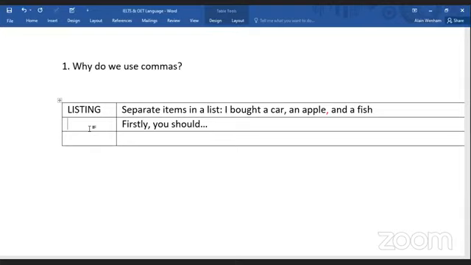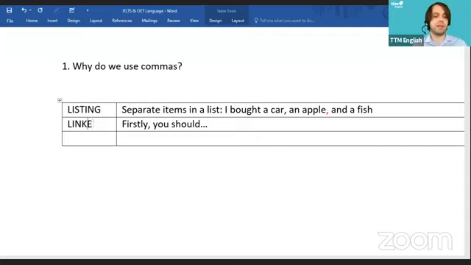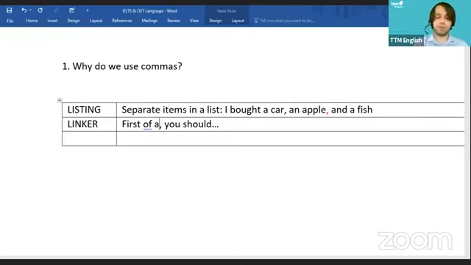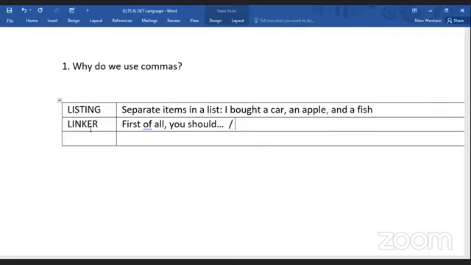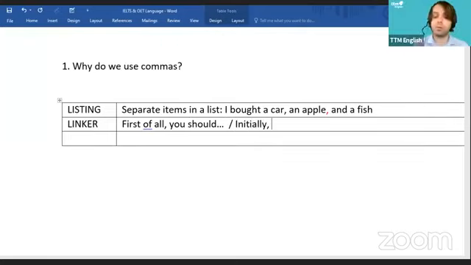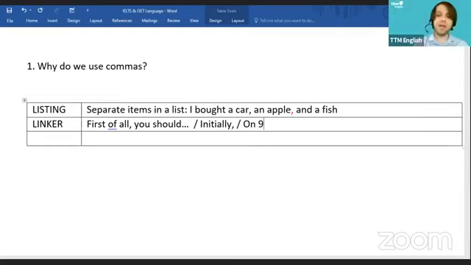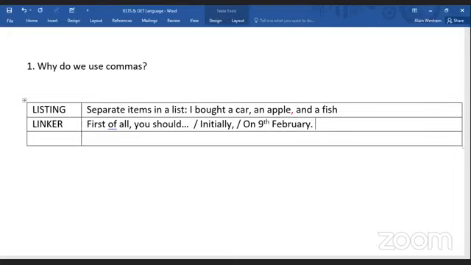Signposting? Pause. That's in speaking. We call that signposting in speaking, but this is a linker, right? A link at the start. So you might say, first of all, if you're doing IELTS, right? If you're doing OET, what would you say? You wouldn't say first of all. That's too academic. Initially, Mrs. Jones. What else could we say? On the 9th of February. We wouldn't say 'of' here. We'd say 9th February, comma. On examination, comma. Additionally, comma.